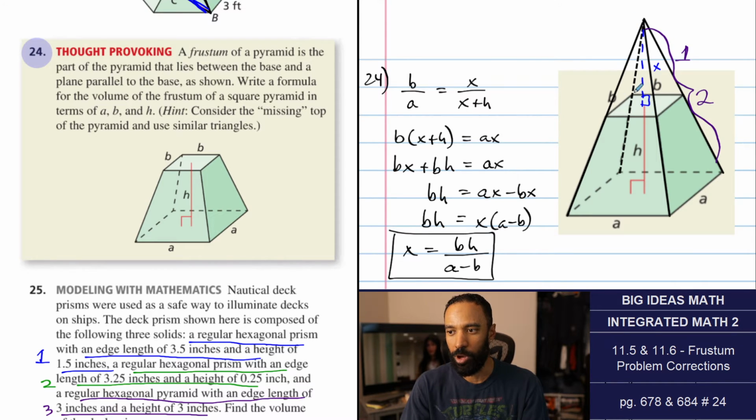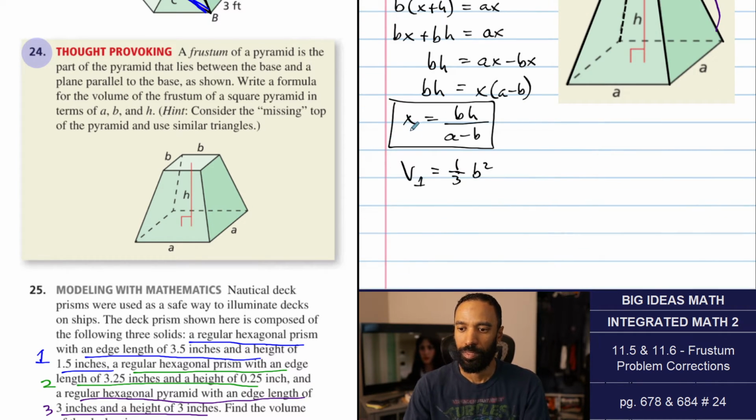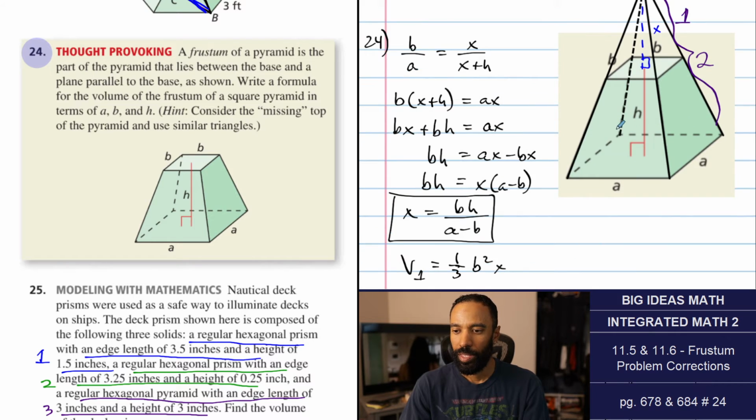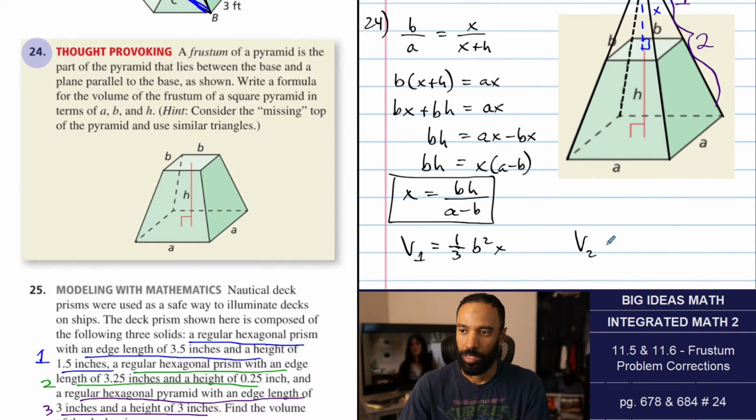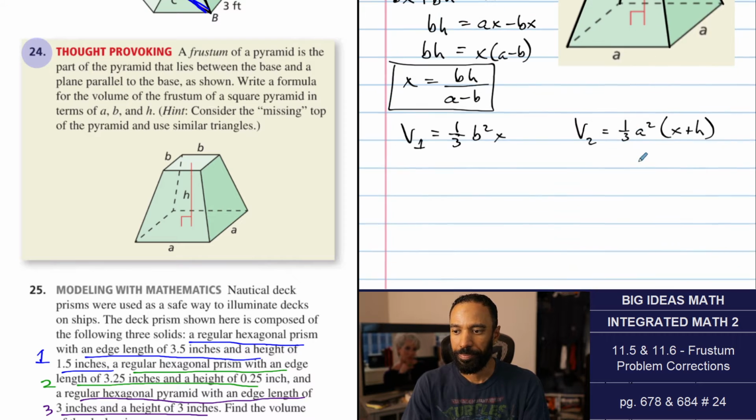So volume 1, the smaller pyramid, has volume 1/3 area of base, that's b squared, times height. Now this height is x. So this is the volume of the smaller pyramid. The volume of the larger pyramid is 1/3 area of base times height. Now this height is x plus h. It's got the x, it's got the h right there.